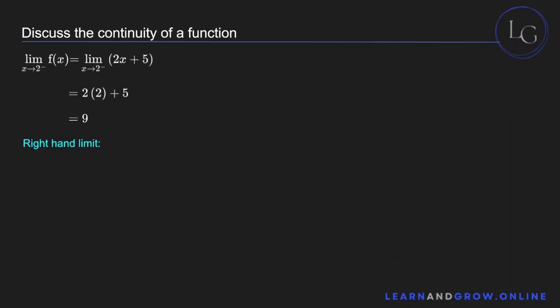Now you have to find the right hand limit, because again I showed you the example. You have to find the right hand limit and the left hand limit to basically find a conclusion on the continuity. If the left hand limit is equal to the right hand limit, that means that it is continuous. So let's see the right hand limit.